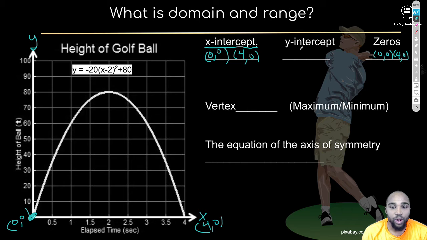Y-intercept is going to be where it crosses the y-axis. Here's my y-axis. Where does it cross the y-axis? It happens to cross exactly at the same place where it crosses the x-axis, so at (0, 0).